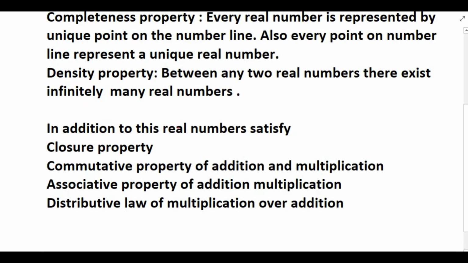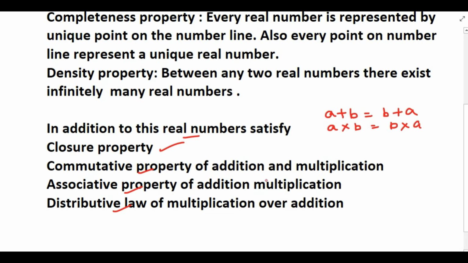In addition to this, real numbers satisfy the closure property, commutative property of addition and multiplication, associative property and distributive law of multiplication over addition. Closure property means if you add any two real numbers, we'll get a real number. If you multiply two real numbers, you'll get a real number. Commutative property of addition and multiplication you have studied in 8th standard. A plus B equal to B plus A is the commutative property of addition. Same way, A into B equal to B into A. So real numbers also satisfy this property.